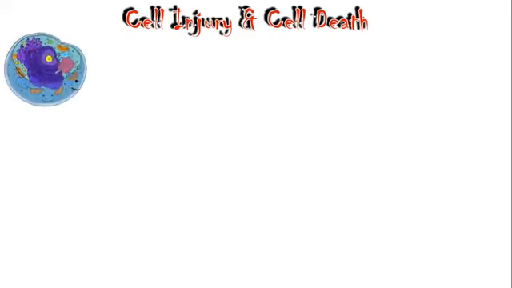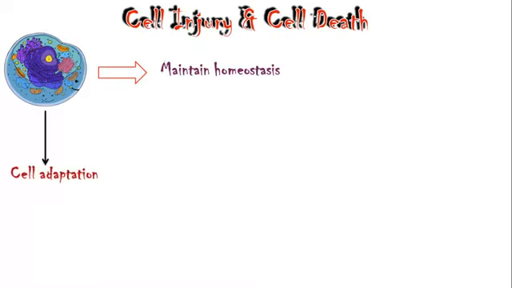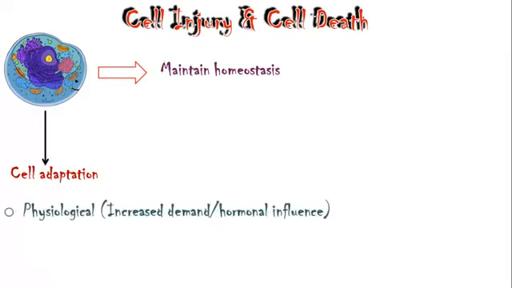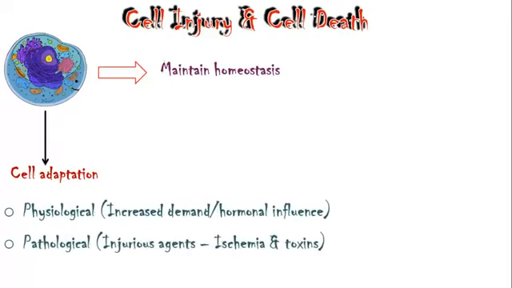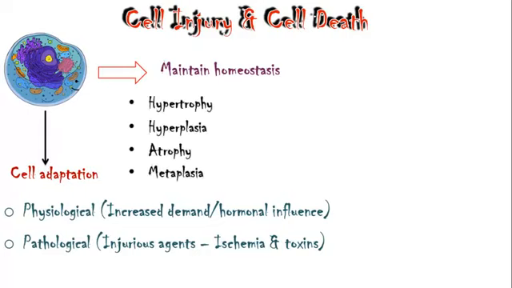The ultimate goal of every cell in our body is to maintain homeostasis. However, in certain situations, due to changes in their microenvironment, cells undergo structural and functional changes, known as cell adaptation. These microenvironmental changes could be physiological, such as increased demand and hormonal influence, or pathological, such as injurious agents like ischemia and toxins. There are 4 types of cell adaptation: hypertrophy, hyperplasia, atrophy and metaplasia. I will discuss them in detail in another video.